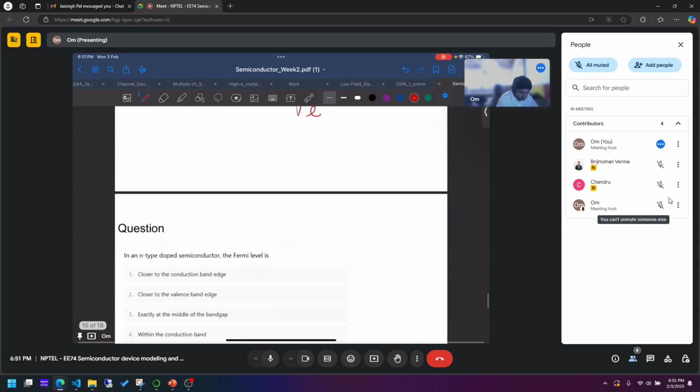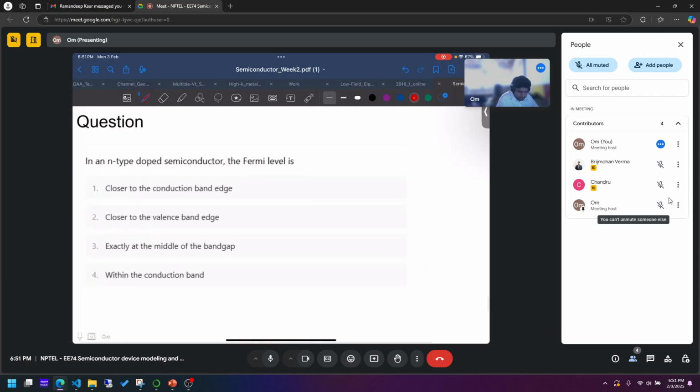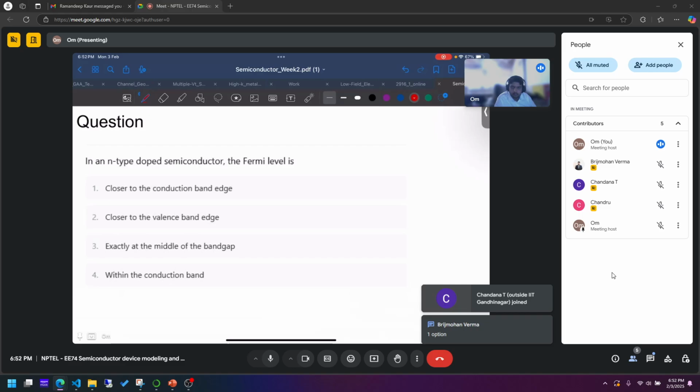Okay, so see the next question. In an n-type doped semiconductor, the Fermi level is closer to conduction band edge, closer to valence band edge, exactly at the middle of the band gap, or within the band gap, right, for an n-doped semiconductor.